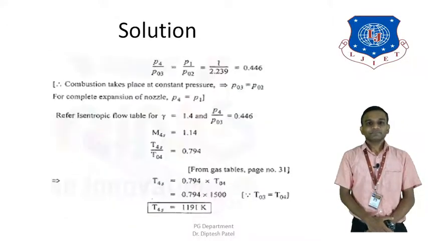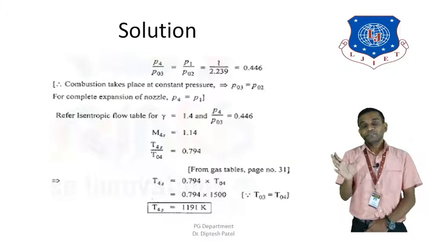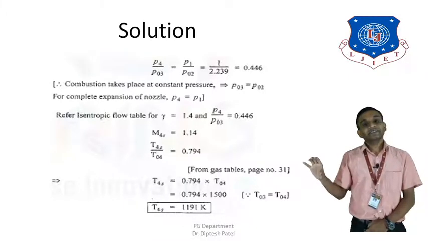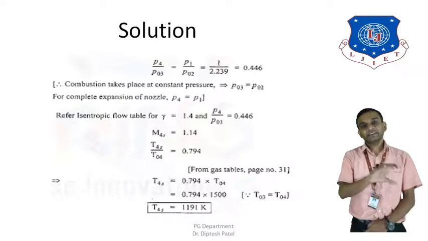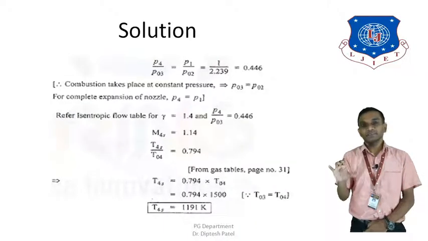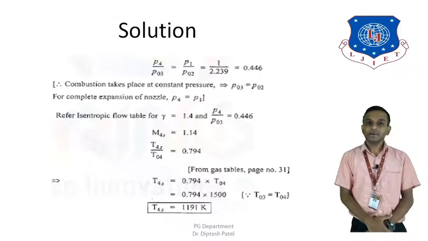Now let's move forward. Since we got P4 upon PO3, which is also equal to P1 upon PO2, where O simply represents the stagnation conditions, that is equal to 1 divided by 2.239. So therefore the ratio would become 0.446. Also, for the combustion chamber, the combustion takes place at constant pressure. So since the inlet and outlet of the combustion chamber are equal, I should be able to write down PO3 is equal to PO2.